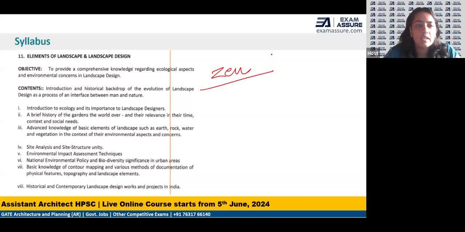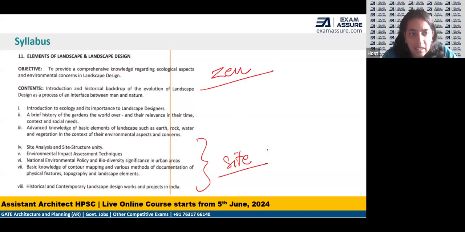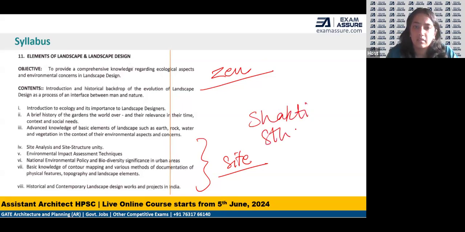And from that, again, at a site level or a larger scale level, you are expected to know about the environmental impact assessment plus site analysis. What is your biodiversity significance by your Environment Act? How to do contour mapping, documentation, all of that is important. Plus ongoing projects or historically important landscape projects, right? Like for example, Shakti Sthal, who has designed it. So knowing all these important projects is a benefit.